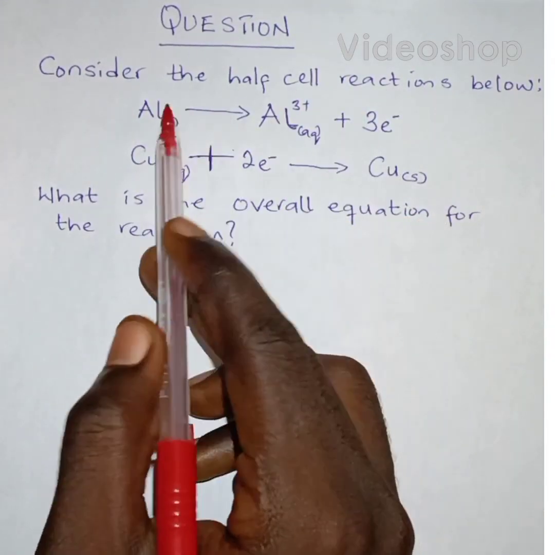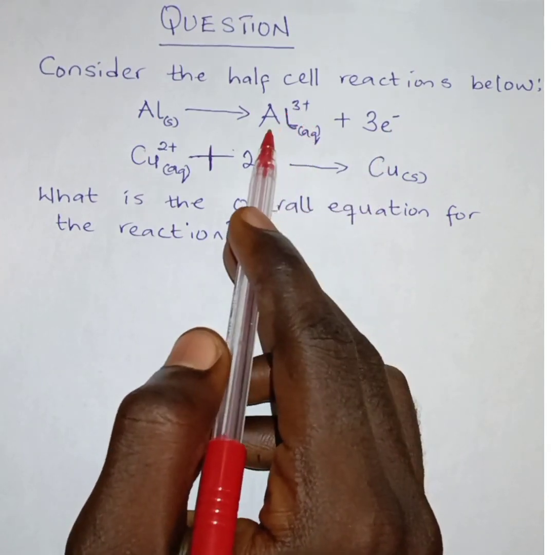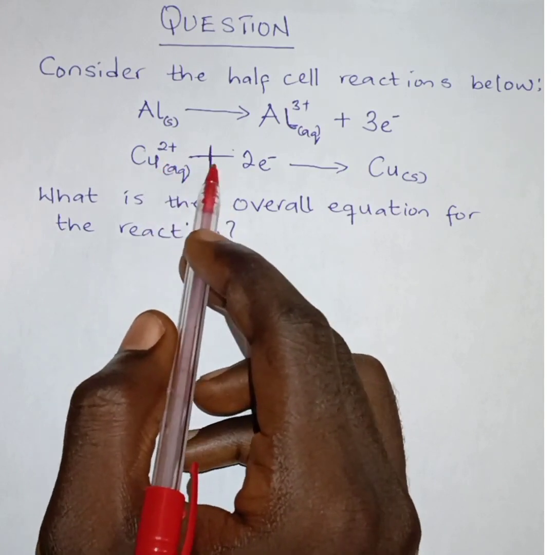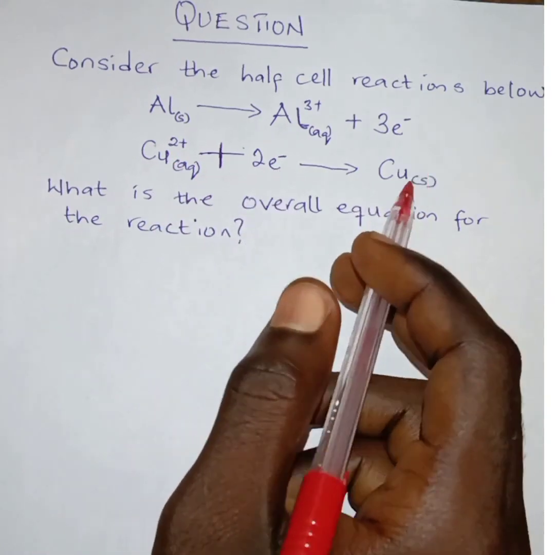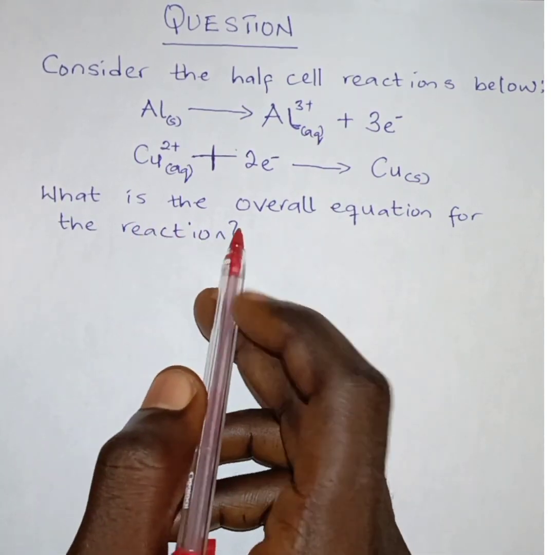Consider the half cell reaction. This is aluminium losing 3 electrons to become aluminium ion, that's Al3+. And then this copper ion gaining 2 electrons to form solid copper. So the question is, what is the overall equation for the reaction?